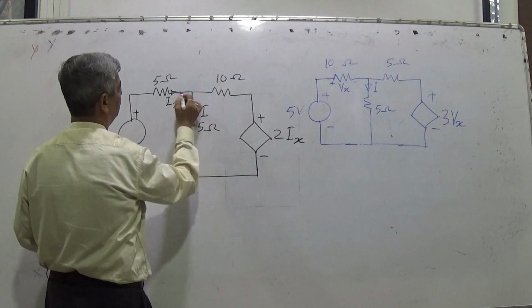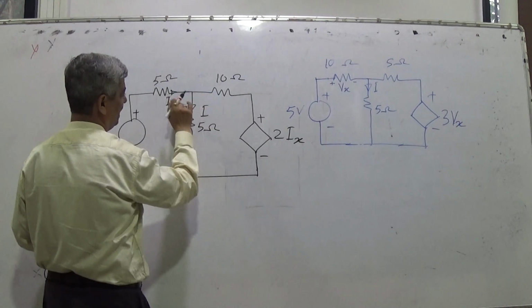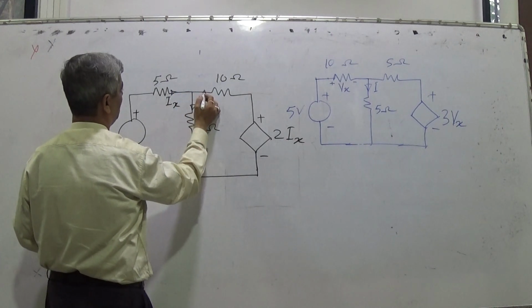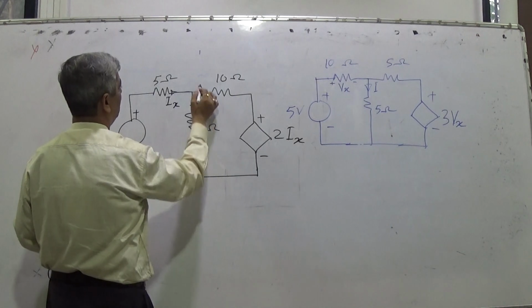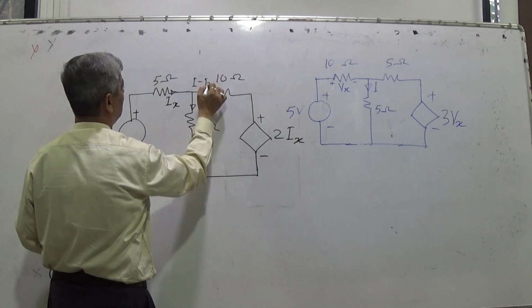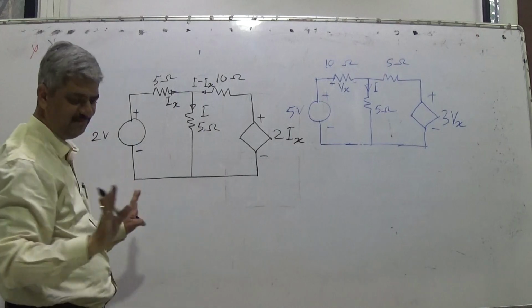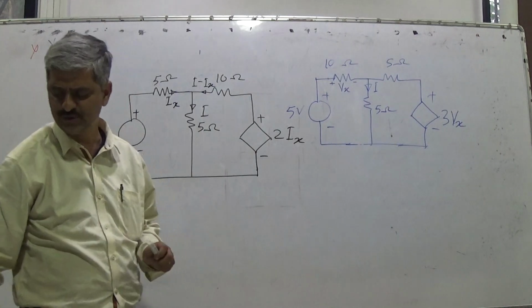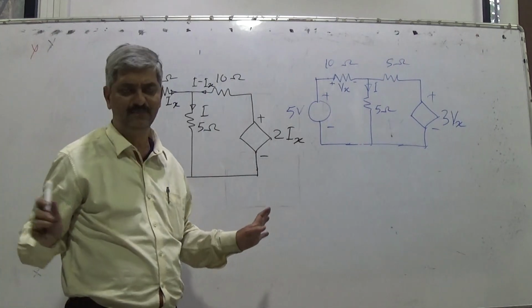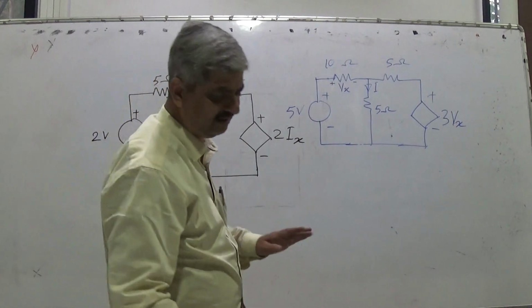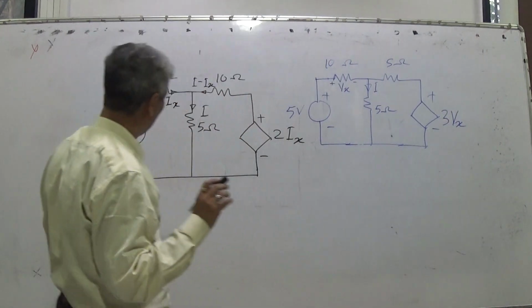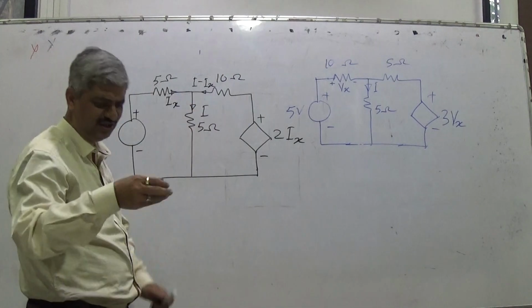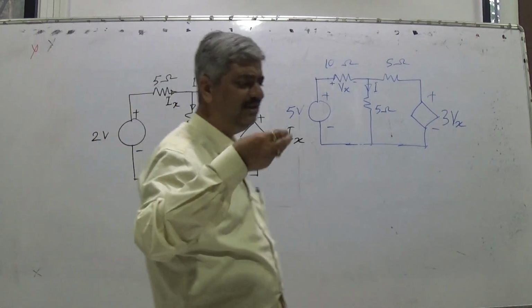So this is Ix, this is I. You can assume any direction. You can assume this direction as I minus Ix. It's quite simple. Apply Kirchhoff's laws straight away, and you can get a very simple answer. The only thing is that this is just a new thing added, which is useful now.